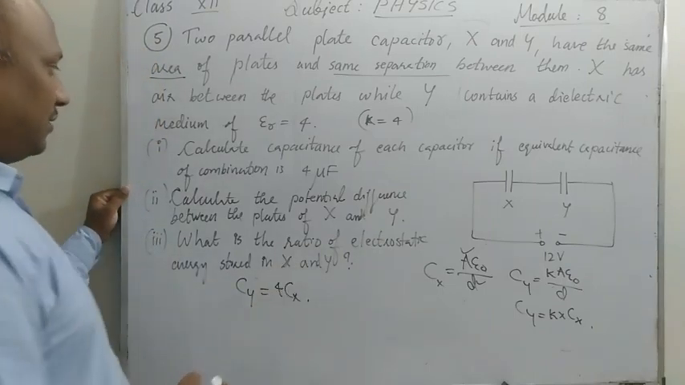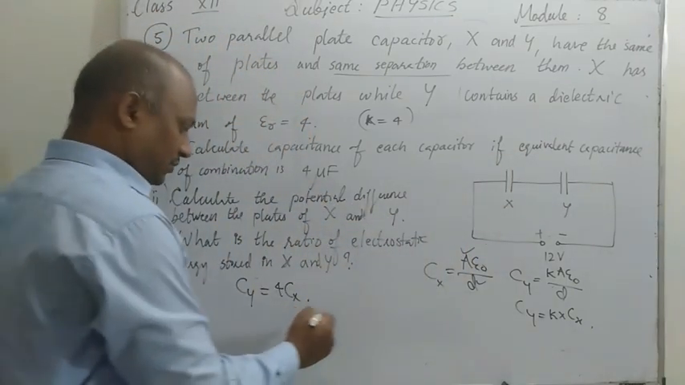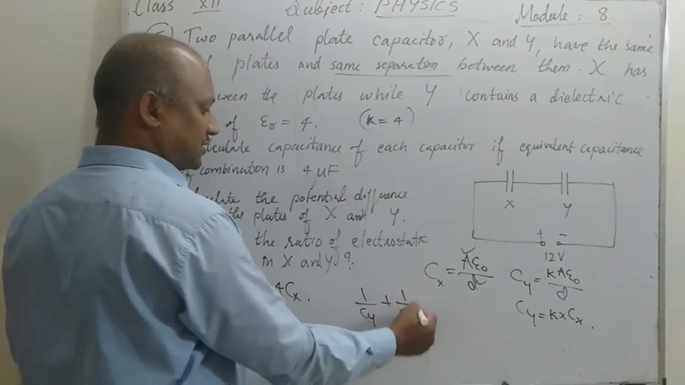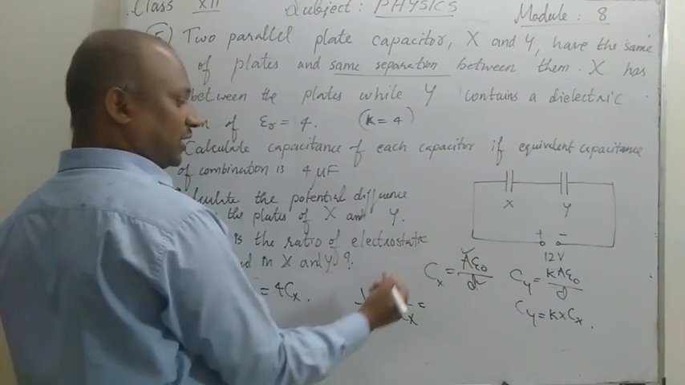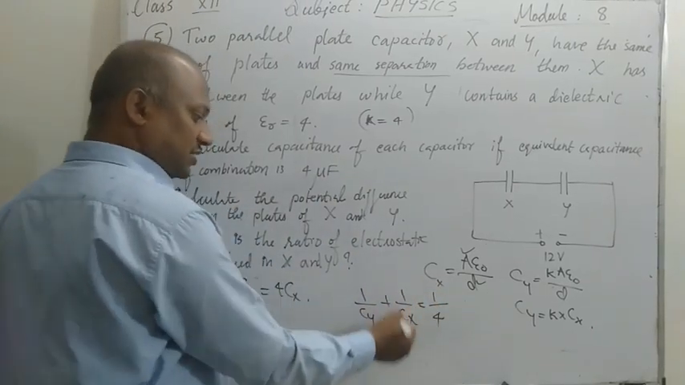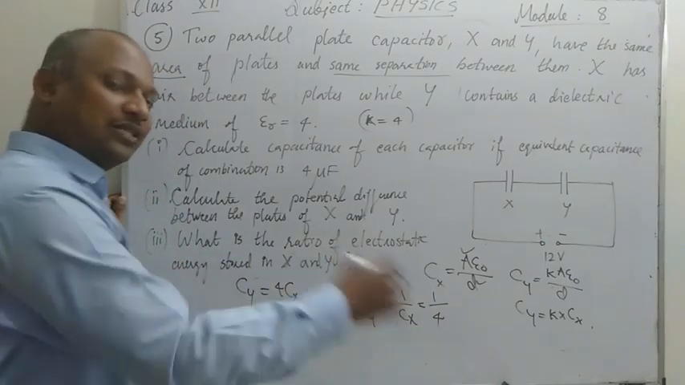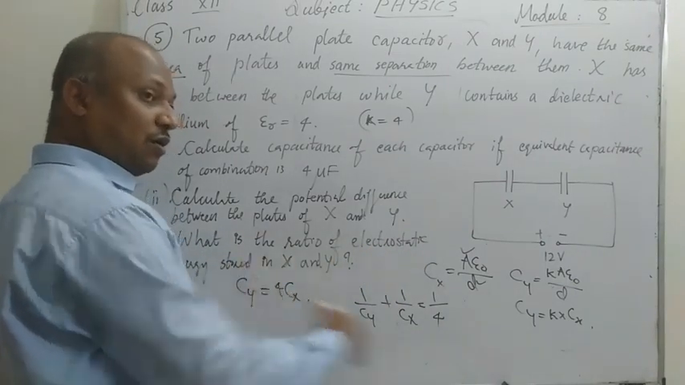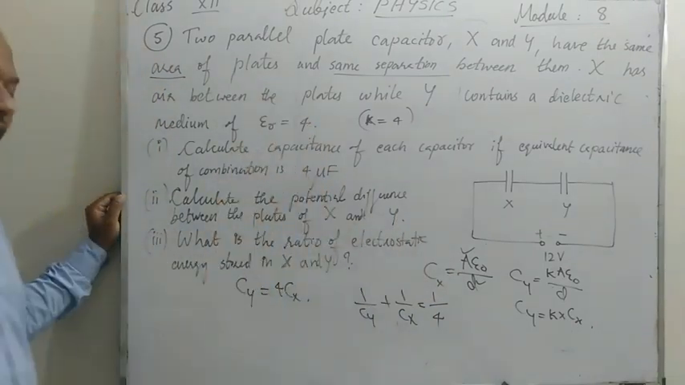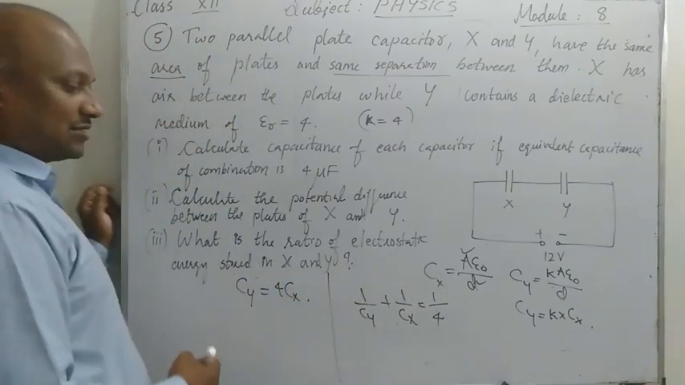So then we already know this is a series combination. So 1 upon Cy plus 1 upon Cx is equal to the total, that is 1 upon 4 microfarad. Here I am writing only 4 because it's understood that everything is in microfarad, a common unit for all these things. So then you can calculate this question like this.